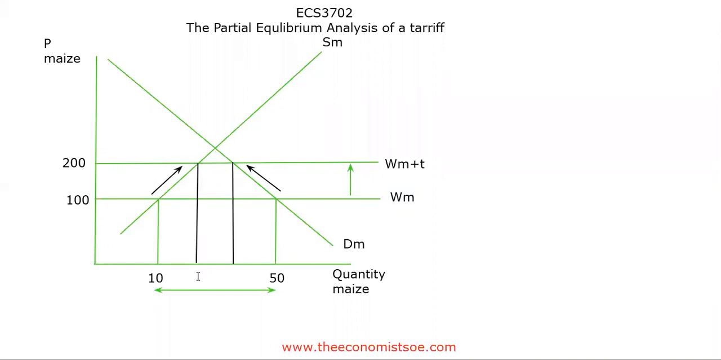Let's say here we have now 20 and here it's now 30. Okay, this means in between, the difference between the two is now the new level of imports. Before, we were importing 40. After the imposition of a tariff, we are now importing 10.